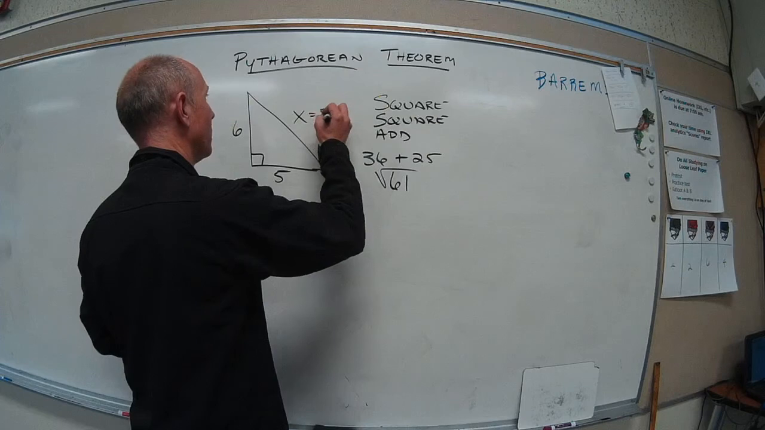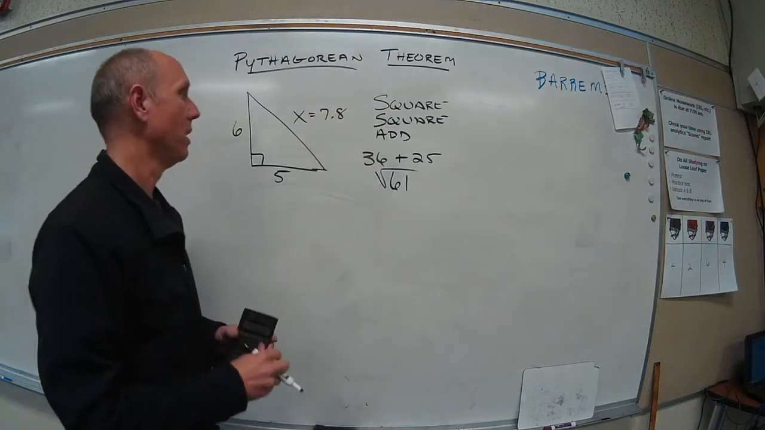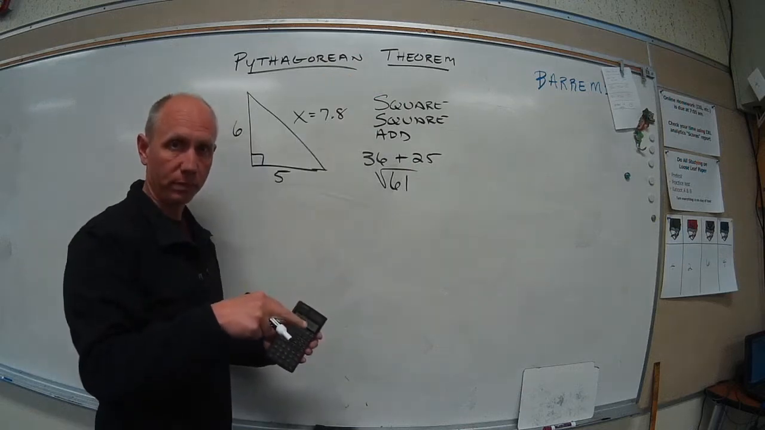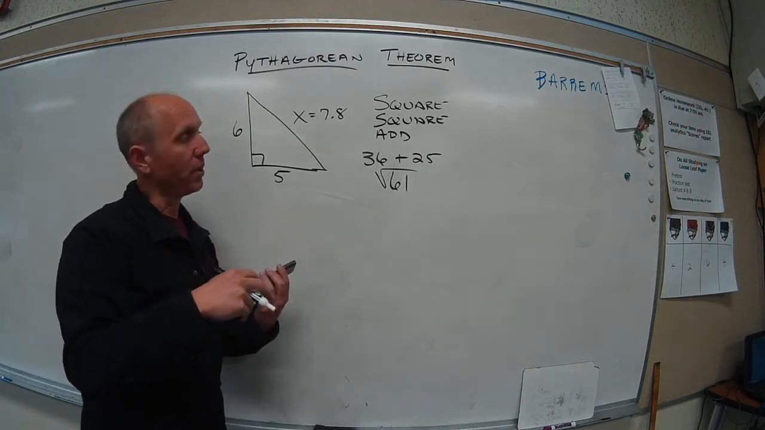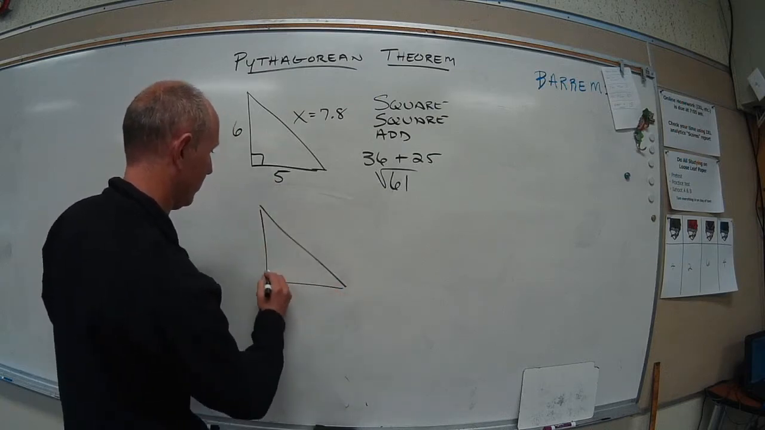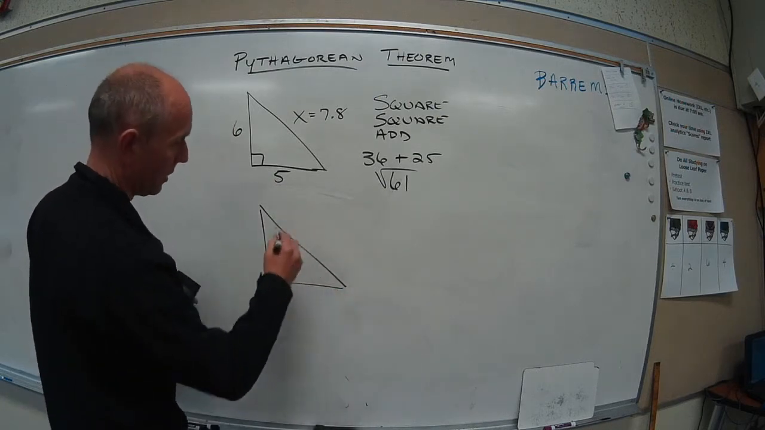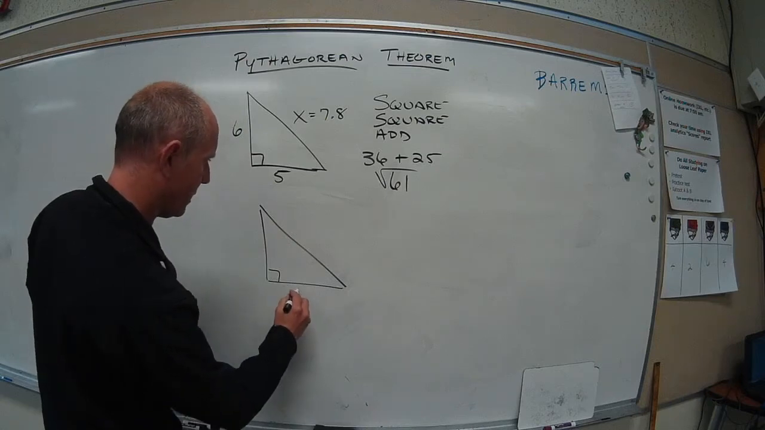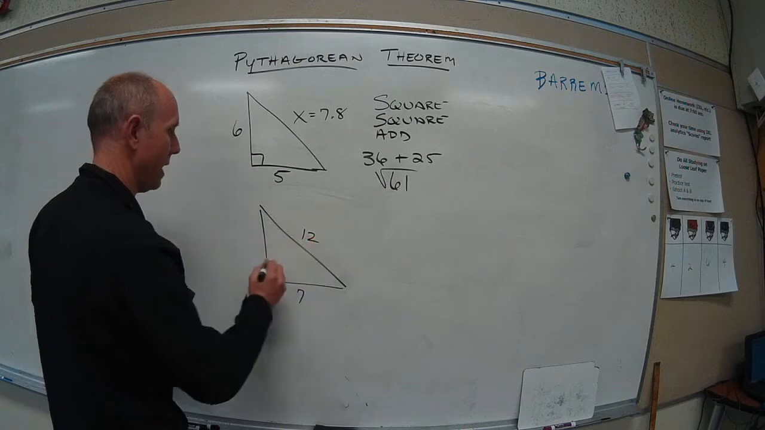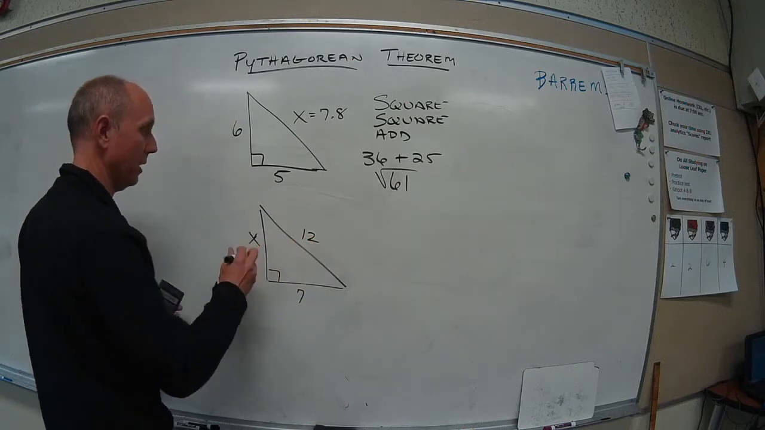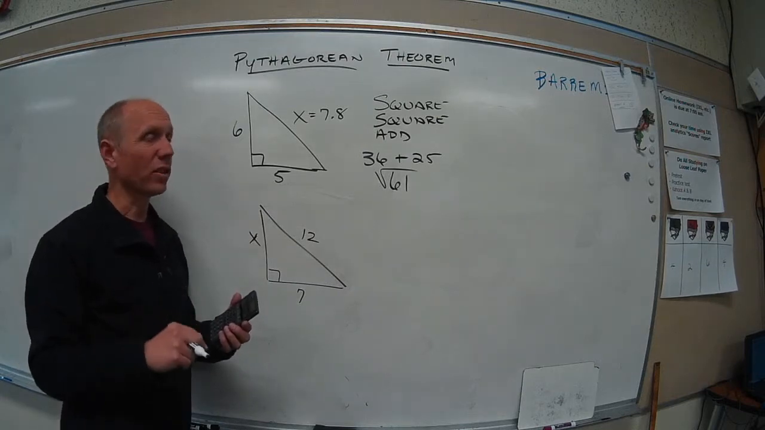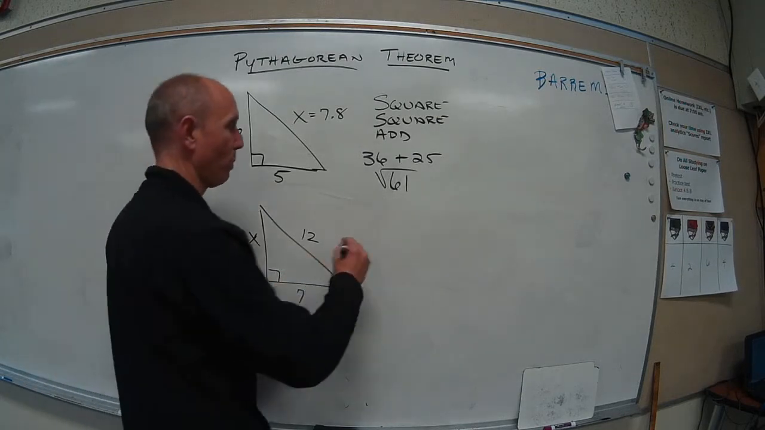So this is 7.8. If I have a leg and a leg, I do a square, square, add, and then I take the square root. The other thing that could happen is that I don't have a leg, that I have a hypotenuse. Let's say this leg is 7. This is the hypotenuse of 12, and I'm looking for this missing leg. So if I'm looking for a leg, I'm going to do a square, square, subtract.